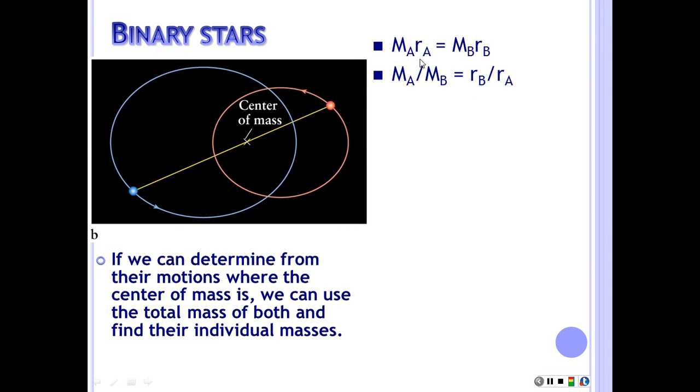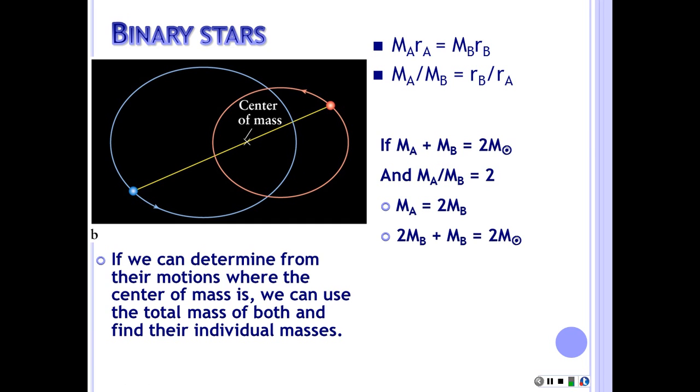I've got MA-RA equals MB-RB, and I've rearranged that. Now let's say we've used the period and the separation of the stars, and we find that their total mass is 2 solar masses. And we know from where the center of mass is that the ratio of MA over MB is going to be 2. This is something that we can also determine. And so what we get is that MA equals 2 MB, just rearranging that.